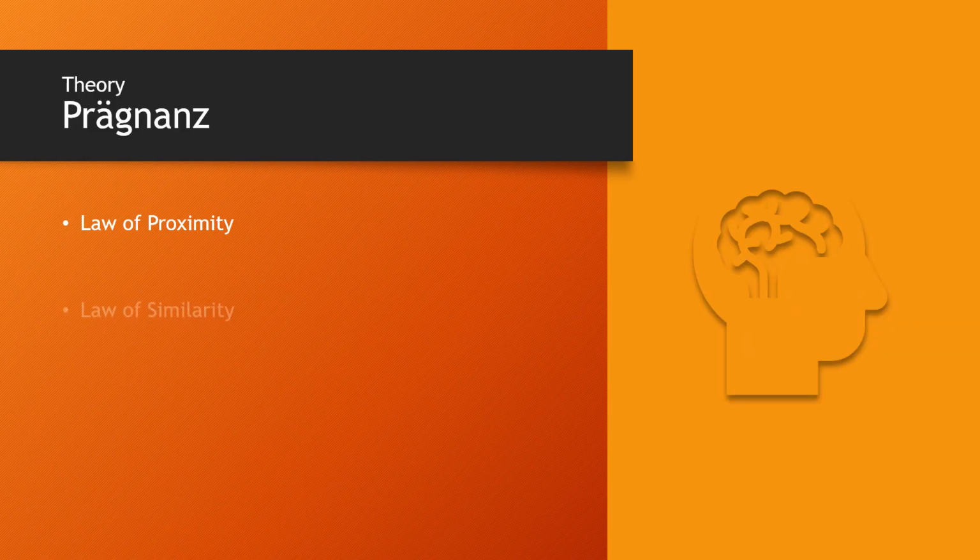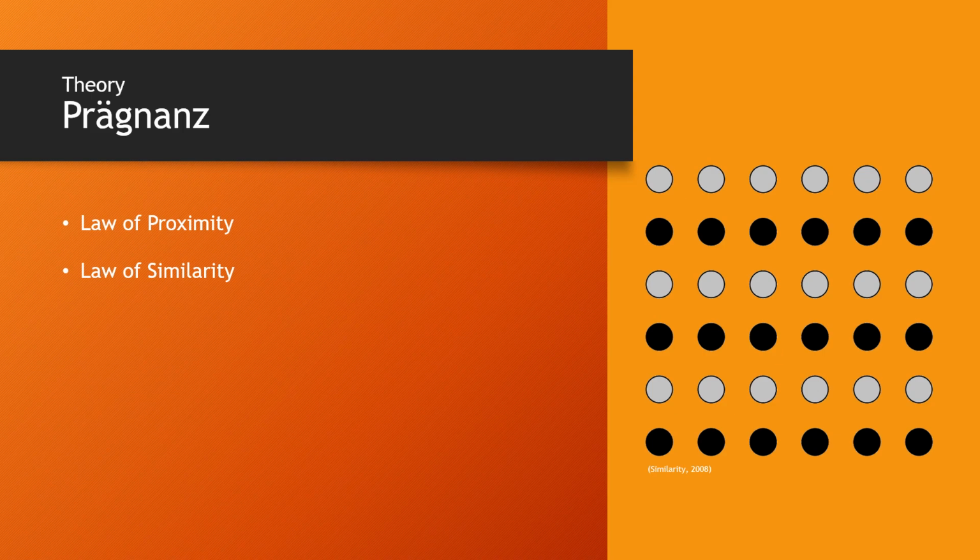The law of similarity states that we tend to group objects that are similar to each other. For example, in this graphic, we tend to group all the dark dots together and all of the gray dots together, forming 6 equally spaced lines that form a square.